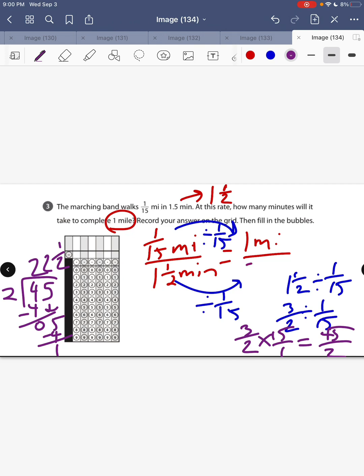Okay, so your answer is going to be 22.5 minutes. You also could have converted this to decimals, and that totally is okay as well, and then you could have gotten 22.5.